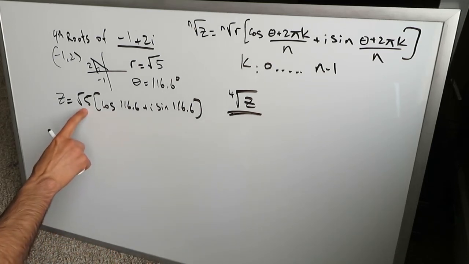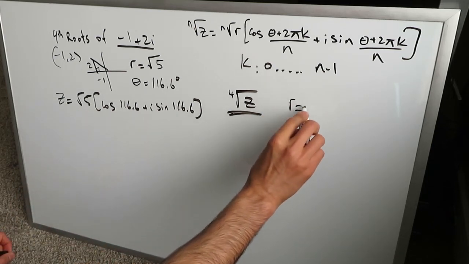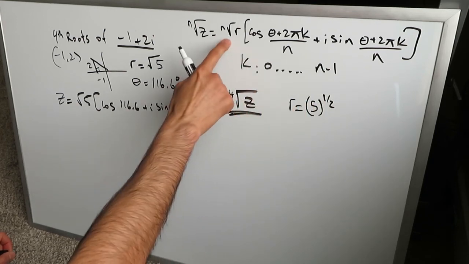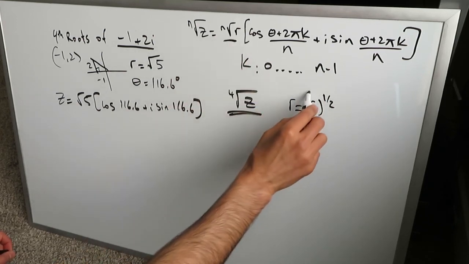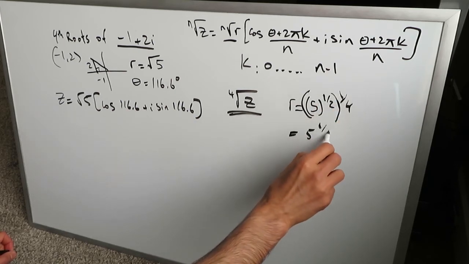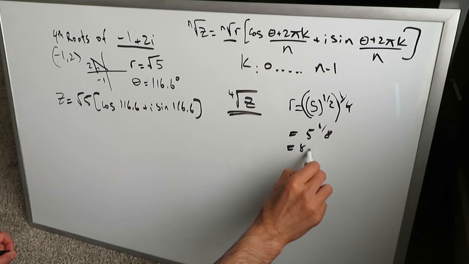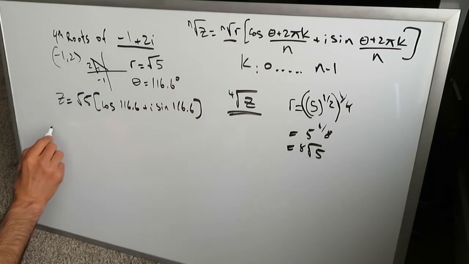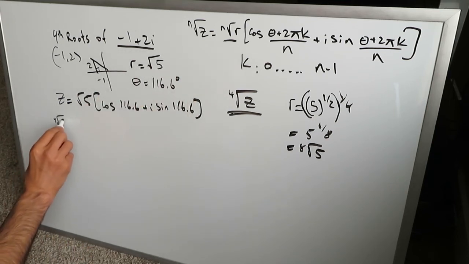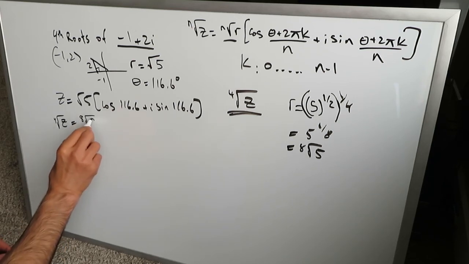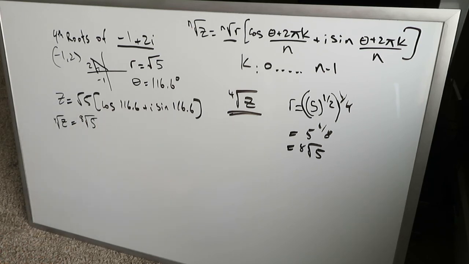If r is equal to root 5, which is the same thing as 5 to the 1 over 2, to determine this part right over here, you're going to have to determine the fourth root of this. So you're going to get 5 to the power of 1 over 8, so you'll get the 8th root of 5. That's going to be your modified modulus over here. So the fourth root of z is going to be requiring this 8th root of 5. Okay, it's going to be requiring the 8th root of 5.